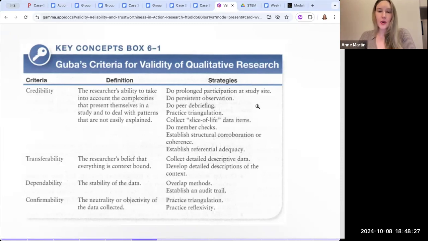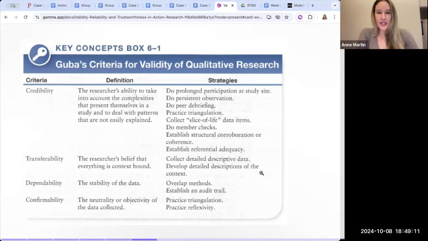So some of the strategies include prolonged participation at the study site. Since you're learning how to do action research at the same time that you're doing it, that is one challenge that we have this semester, is your first cycle is going to be quick. The good news is your students, you will have known for at least a few months. So you do have participation in the study site beyond when you started your intervention. But that is one strategy that you can use. Persistent observation, peer debriefing, of course, triangulation. Member checking is asking your students what they think of the findings that you have identified.